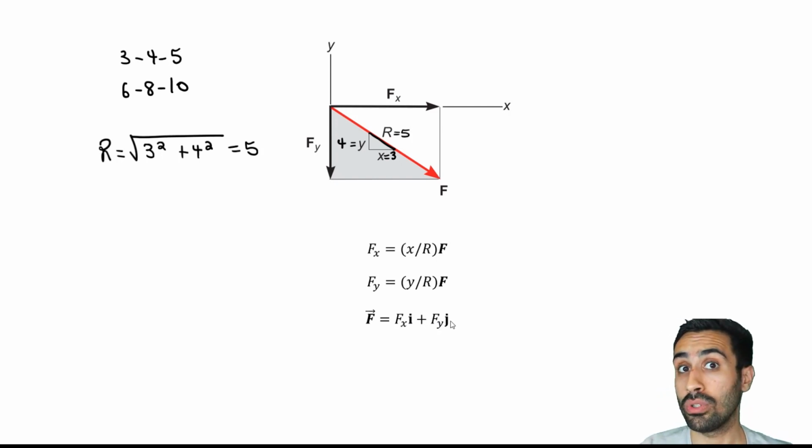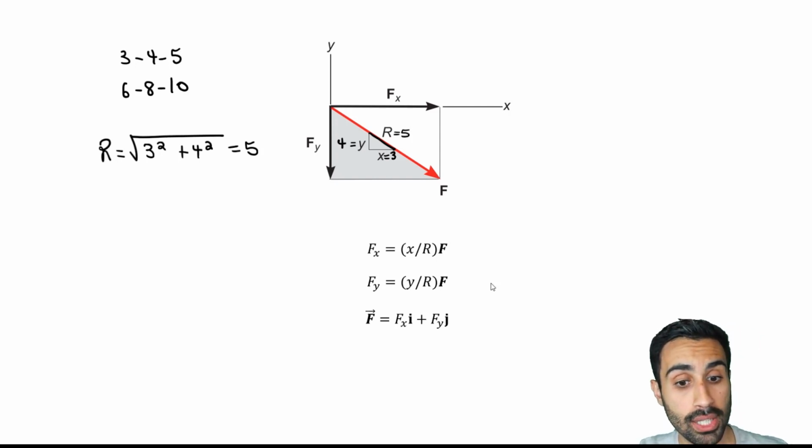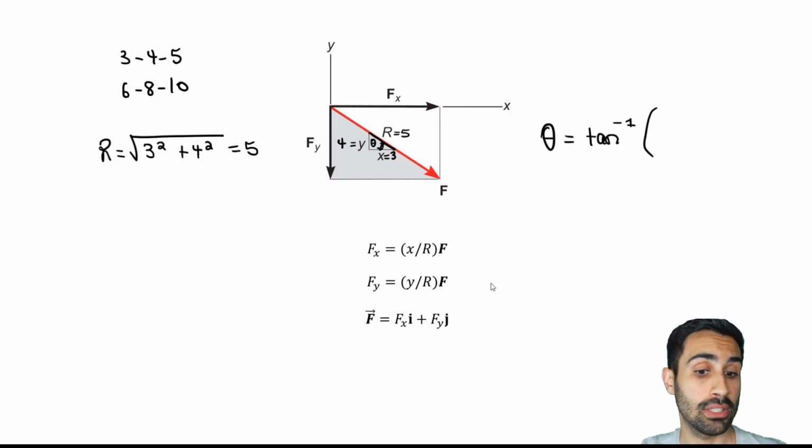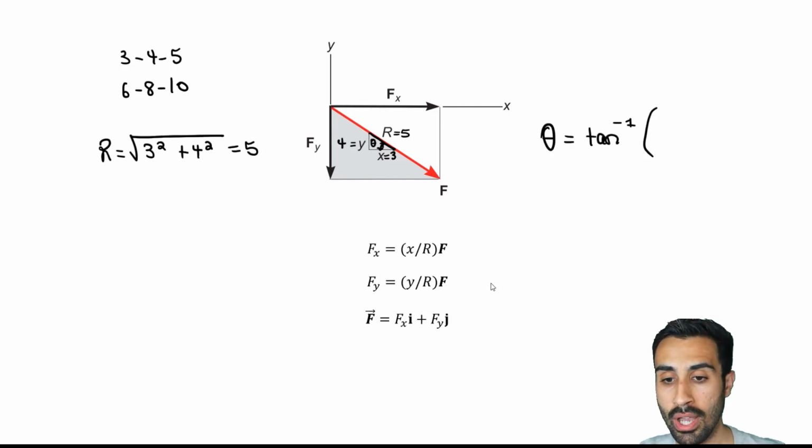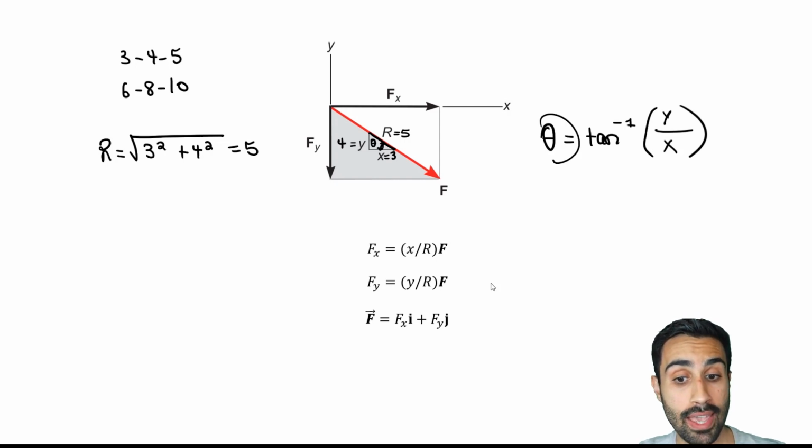So now, what if you prefer using angles? Some students like only using angles. We can get the angle from the triangle. Let's say this angle is here. To get the angle, it's going to be the tan rule, so the tan inverse. We know tangent is the opposite side, which is 4, or the y value in this case, divided by the adjacent side, which is the x. And that allows us to get the angle theta.